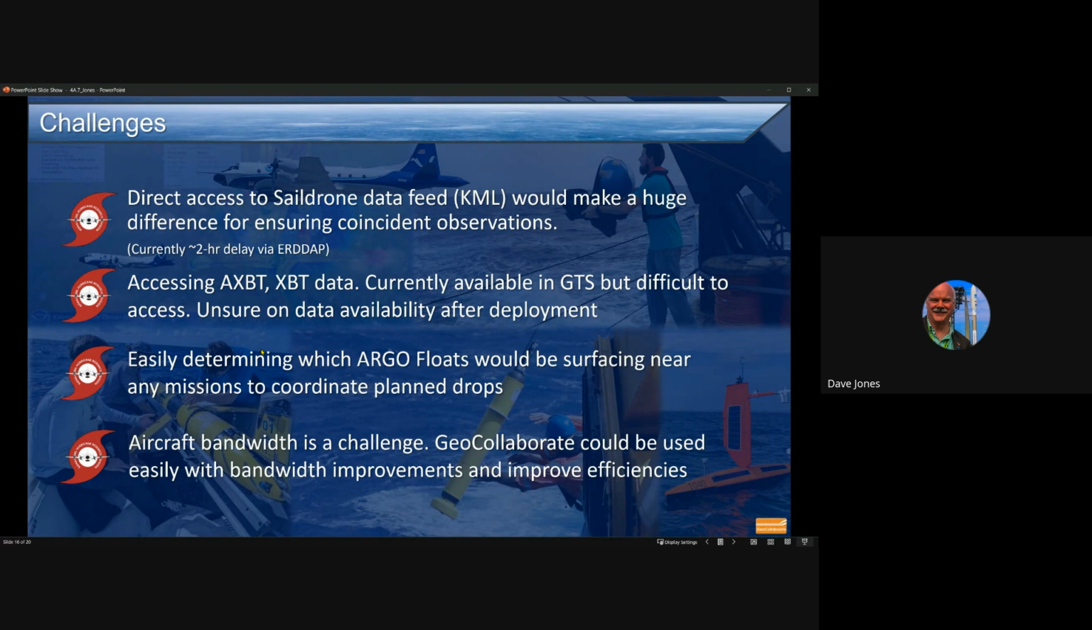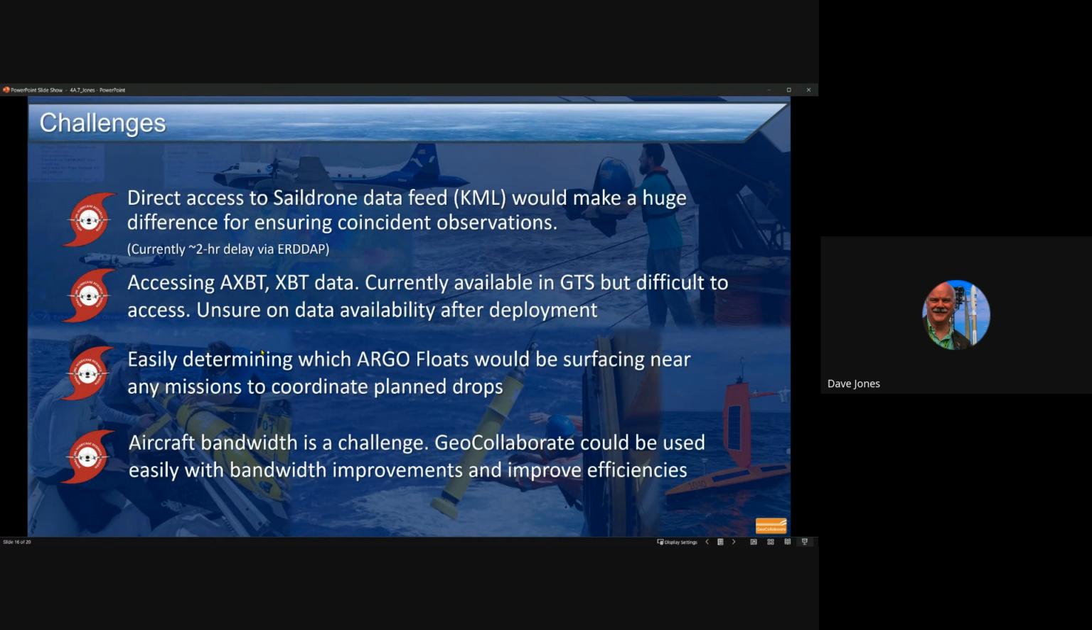Currently, it's right now in the GTS. And easily determining which Argo floats would be surfacing near any missions to coordinate planned drops. I've already talked to Woods Hole Oceanographic Institution and Pelle Robbins. She said, hey, we could make these Argo floats maybe different colors or maybe different sizes if they're going to come up in the next 12 hours or the next 24 hours, which could make it really an easy visualization to see when you're planning coincident drops.